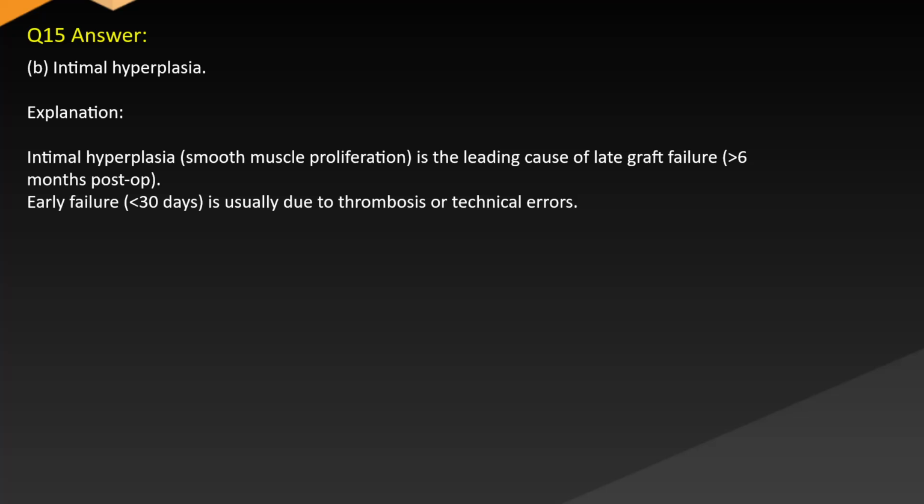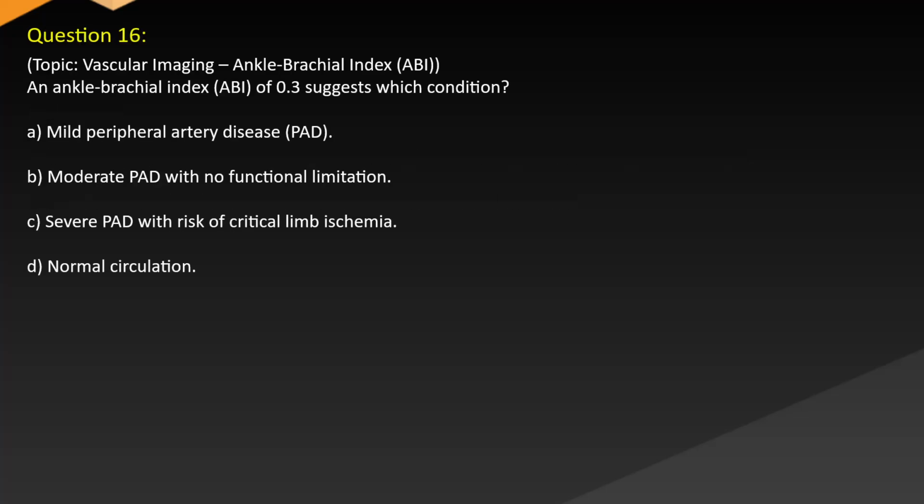Answer: B. Intimal hyperplasia. Explanation: intimal hyperplasia, smooth muscle proliferation, is the leading cause of late graft failure, after 6 months post-op. Early failure, within 30 days, is usually due to thrombosis or technical errors. Question 16. Topic: Vascular imaging.